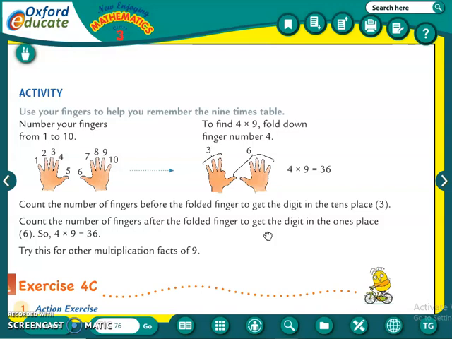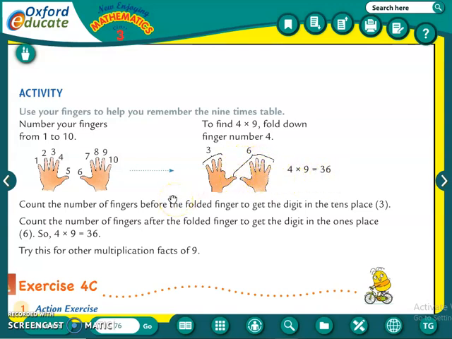If you want the answer of 4 multiplied by 9, then from the numbers you have given to the fingers, fold the finger number 4, and then look at the remaining fingers. How many fingers are on one hand? 3, and on the other hand 5 and 1 from the first hand, so 5 plus 1 is 6. Here you can see these are the 3 fingers and the rest are these 5 plus 1, so 6. So the answer will be 6, 36.